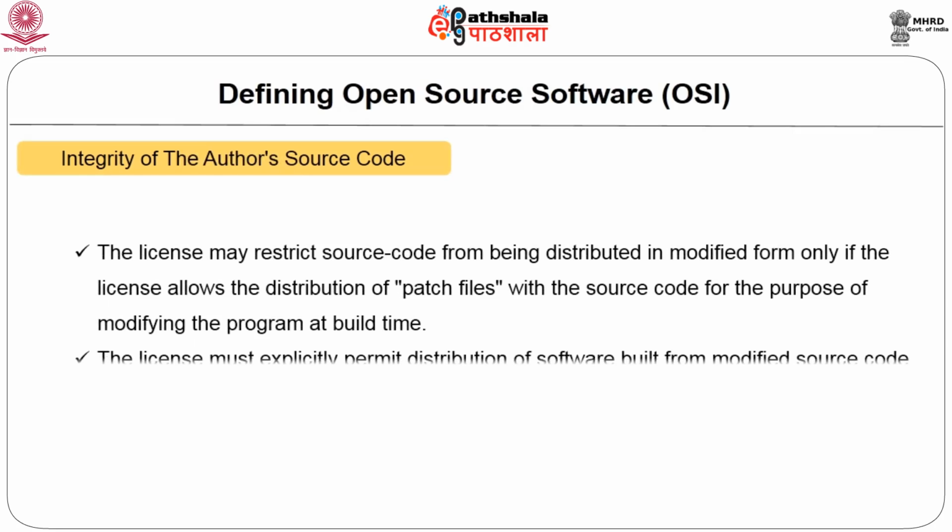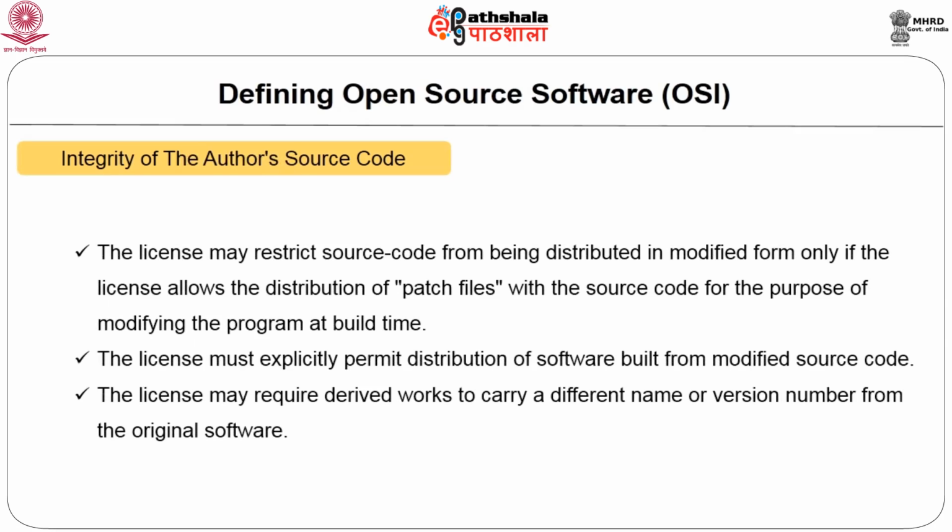Now, let us move to the fourth point. It says integrity of the author's source code. This signifies the license may restrict source code from being distributed in modified form only if the license allows the distribution of patch files with the source code for the purpose of modifying the program at build time. So, when you are distributing the source code, if there is a patch file, it can modify your source code.